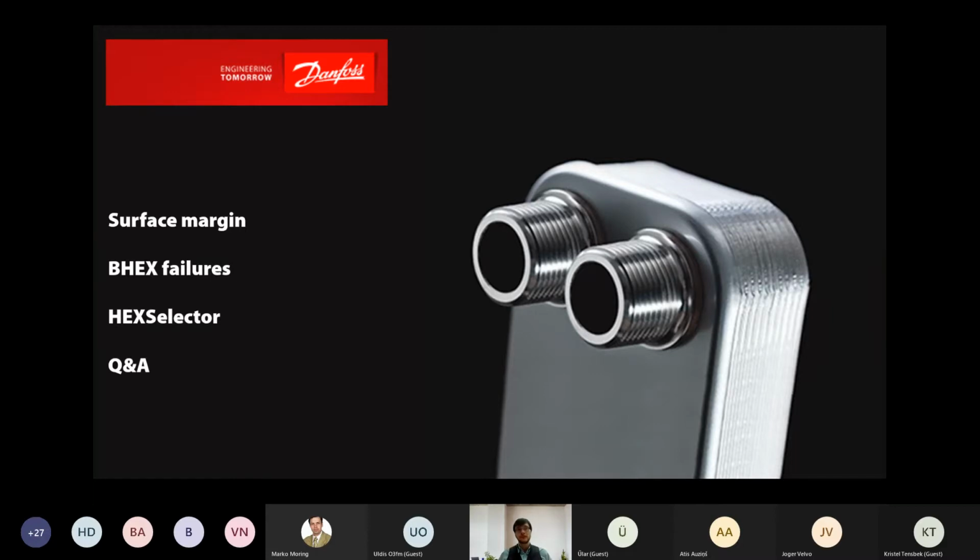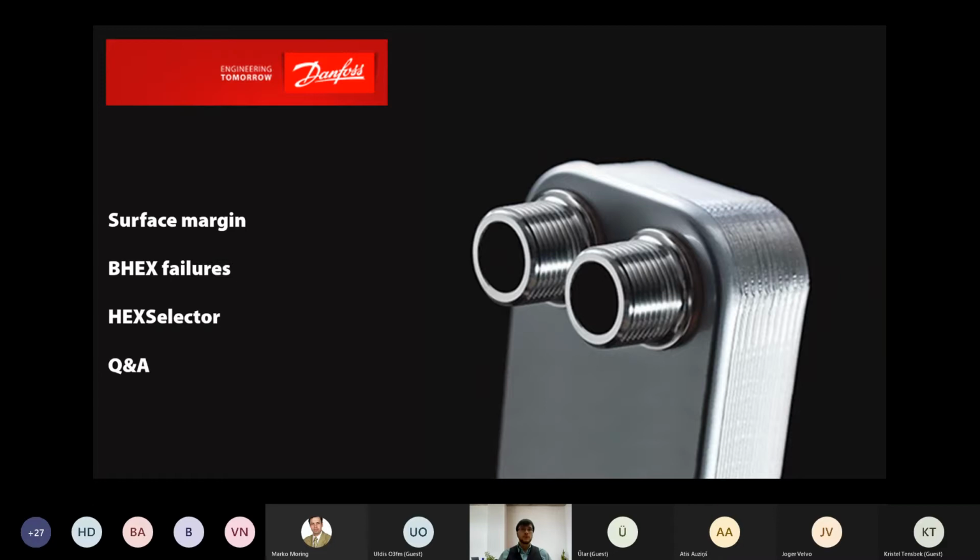in the selection tool. Then we'll discuss a little bit about braze heat exchanger failures, what the main reasons for them are, and how to increase the lifetime of the brazed heat exchanger. A few words about our new selection tool, Hex Selector, which will be available in 2021. And as I said, a questions and answer session. Whatever information I present, if you have any question, type in the chat straight away, and in the end part, we will discuss them.